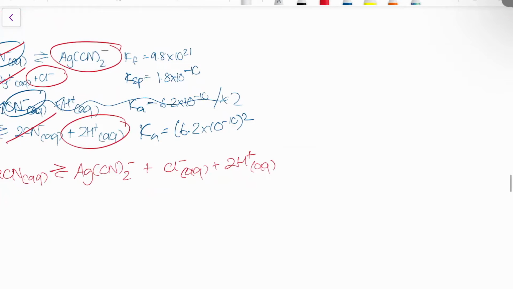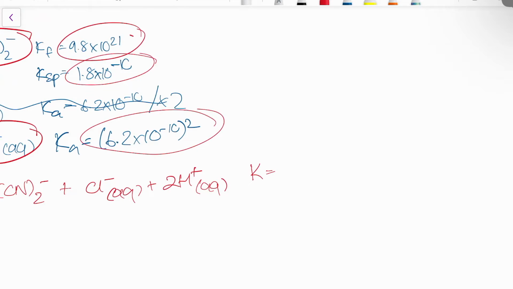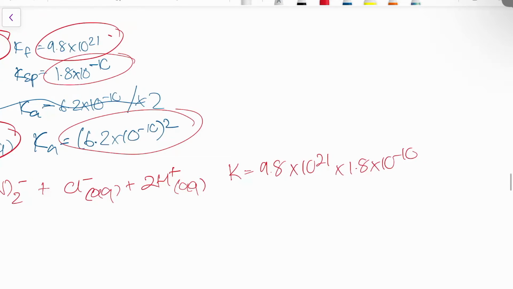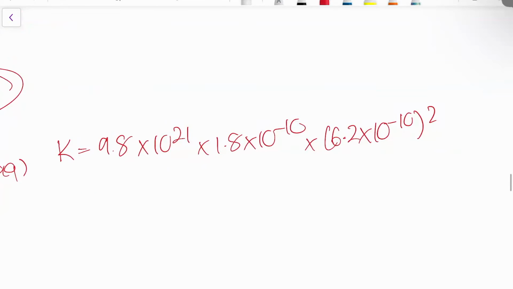So the K of this now summed up equation is going to be K is equal to this multiplied by this multiplied by this. So that's 9.8 by 10 to the 21 by 1.8 by 10 to the minus 10 by my 6.2 by 10 to the minus 10 all squared, because I've adjusted that equation. Now, if you want to pop this into the calculator, that gives you 6.8 by 10 to the minus 7.